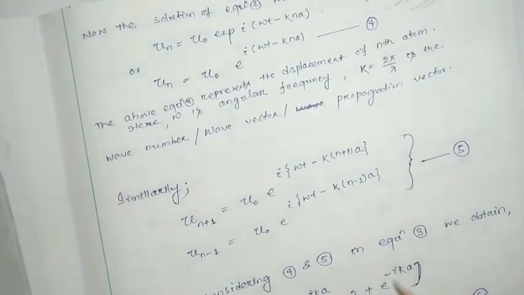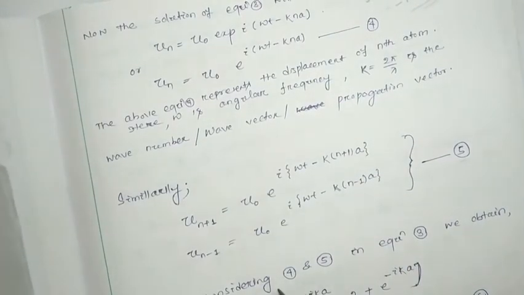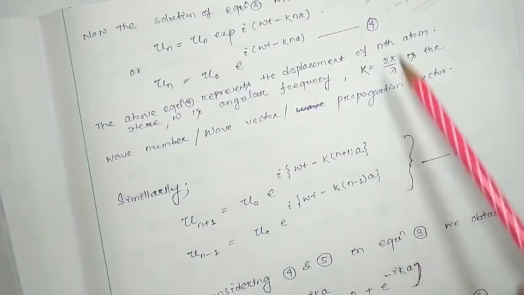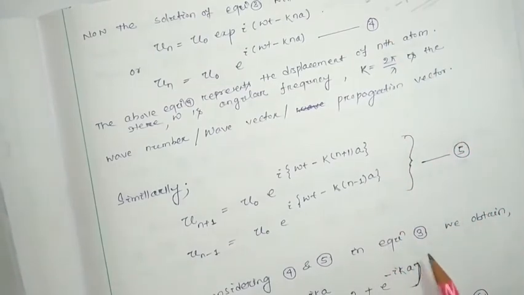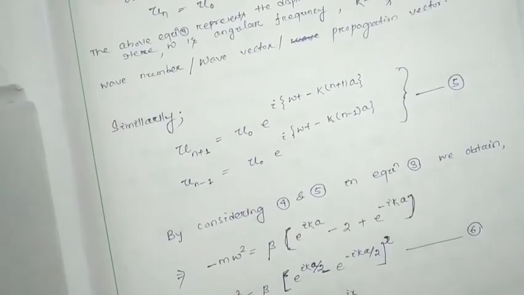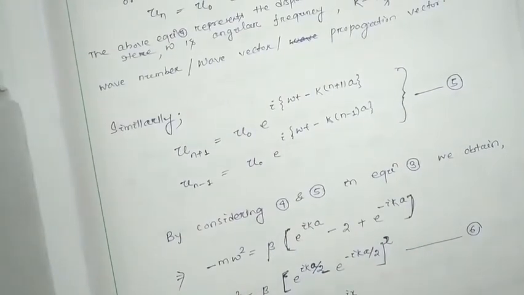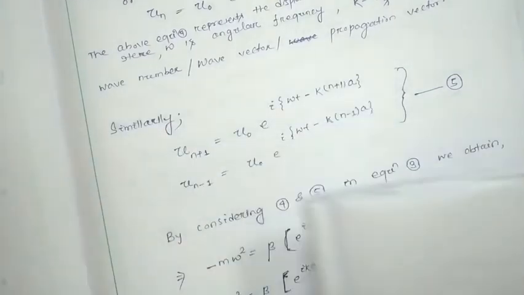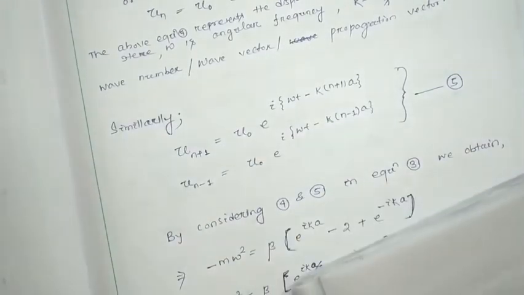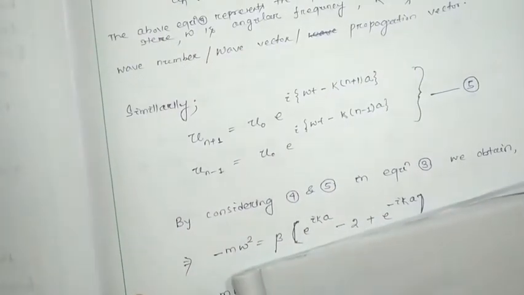So using equations number 4 and 5 in equation number 3, we can obtain this one. Here I omitted many steps. You can do it in your rough work. I am going to do it for you, you just watch. Okay, equation number 3. Equation number 3 was what?